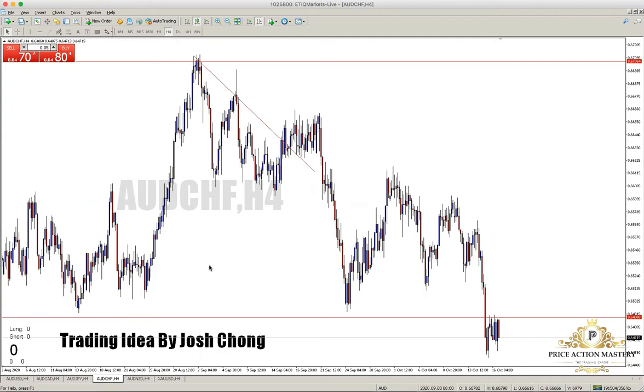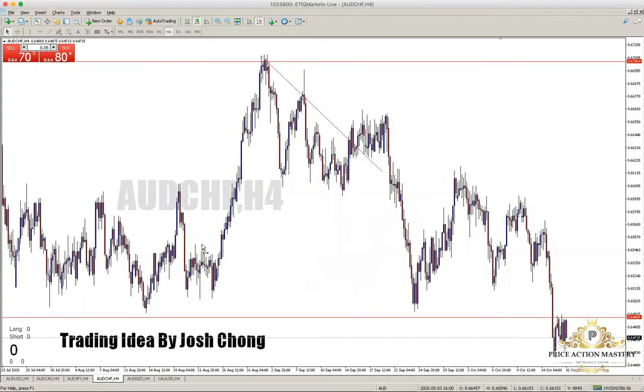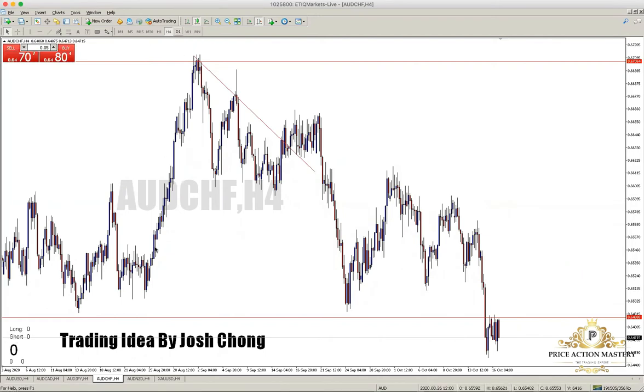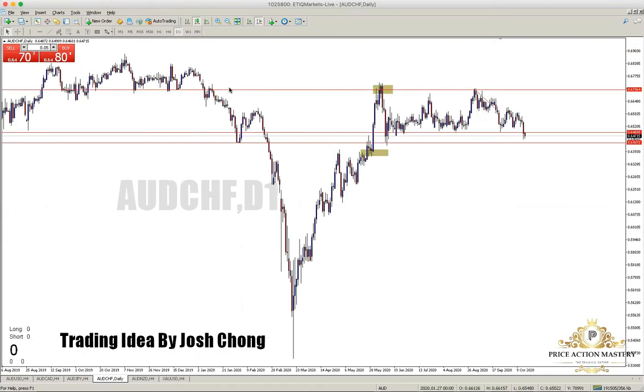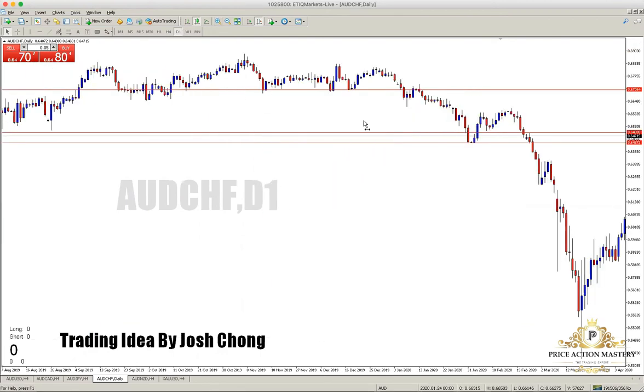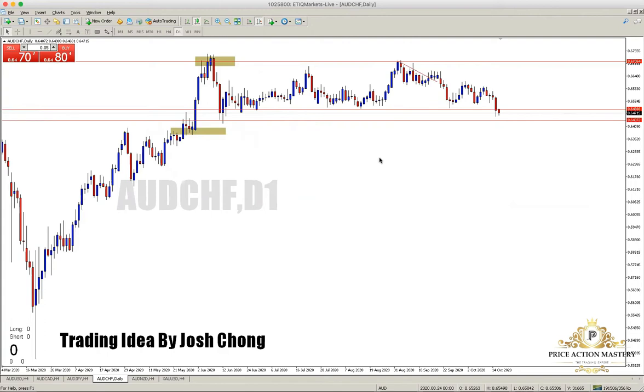The next will be AUD CHF, the Aussie Swiss franc. Because the market has already dropped to a very low point, I'm going to look into the daily to do my mapping for the upcoming week.